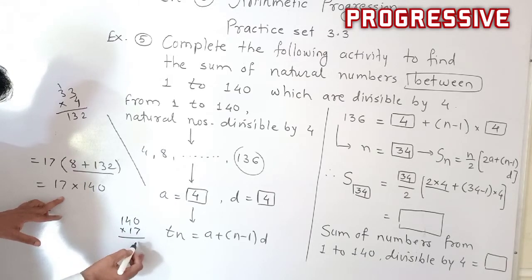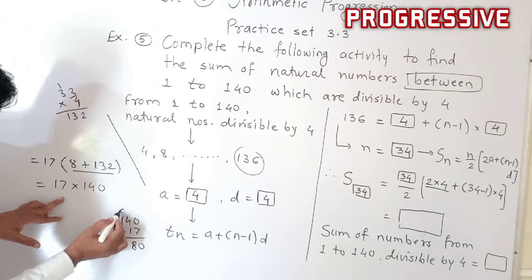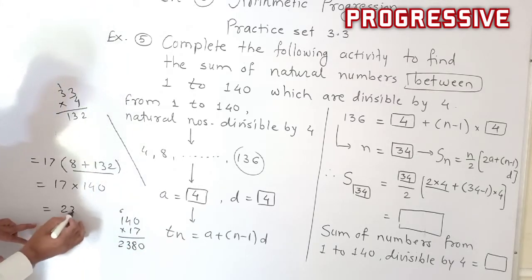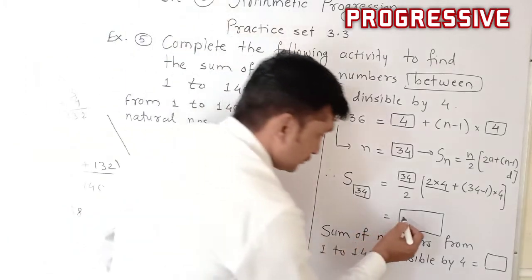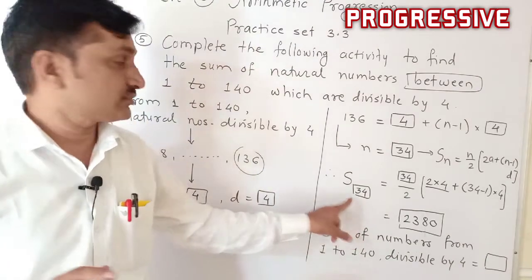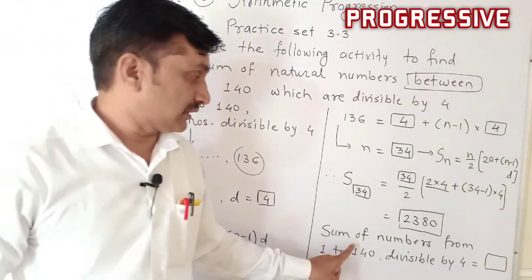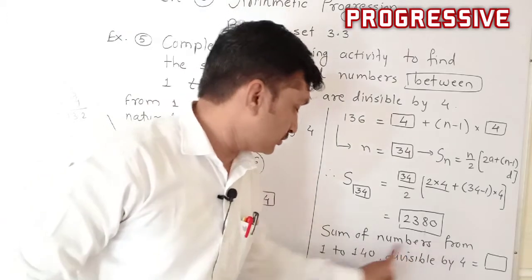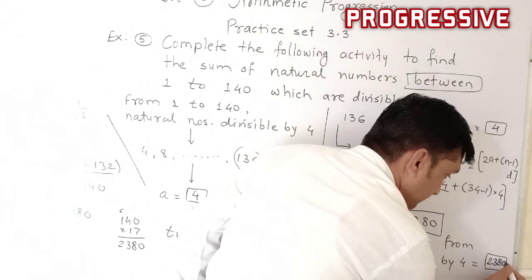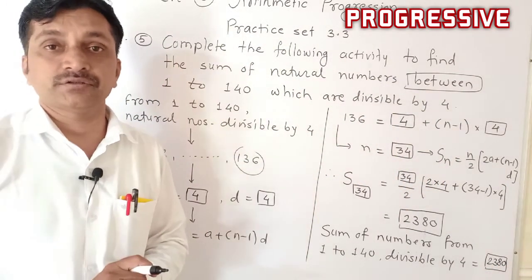Let's multiply. 17 times 140: 17 times 4 is 68, 8 here and 6 carried over, 17 times 1 is 17 plus 6 is 23, giving 2380. This is the sum of the 34 natural numbers between 1 and 140. Therefore, the sum of numbers from 1 to 140 divisible by 4 is 2380. This is the final answer.